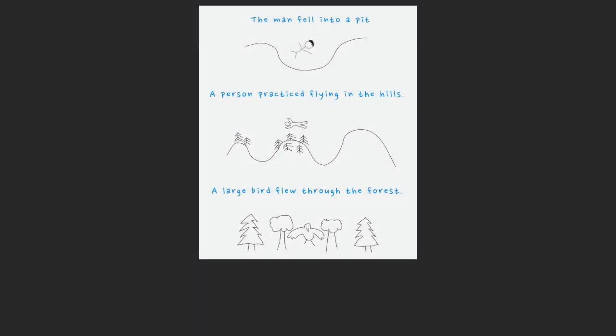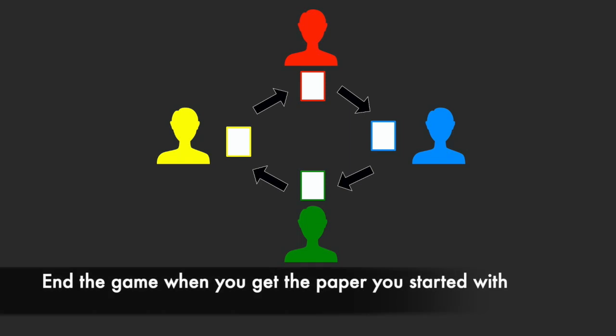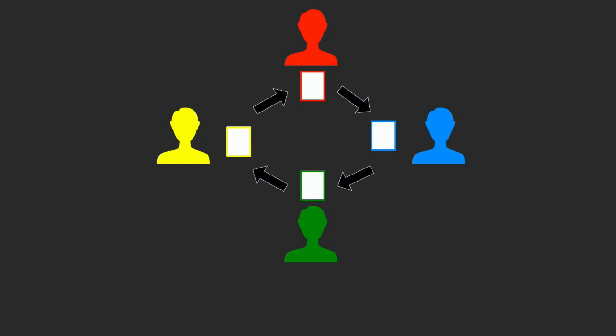The game of Sentence Pictionary ends when one of two things happens. In a smaller game, the game ends when a player receives the paper they started the game with. So if it was a 4-player game, each player would write a sentence and pass their paper. Then each player would draw a picture and pass. Then another sentence and pass. Then another picture and pass. After this, each player would get the paper they started the game with, and the game would be over.